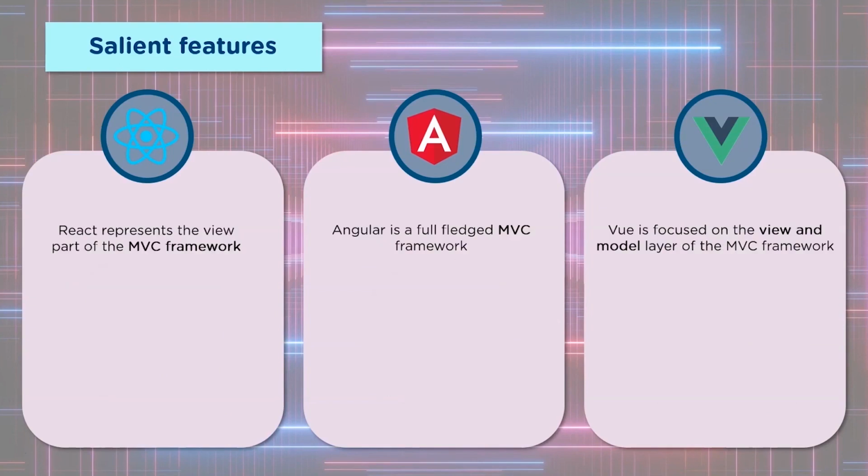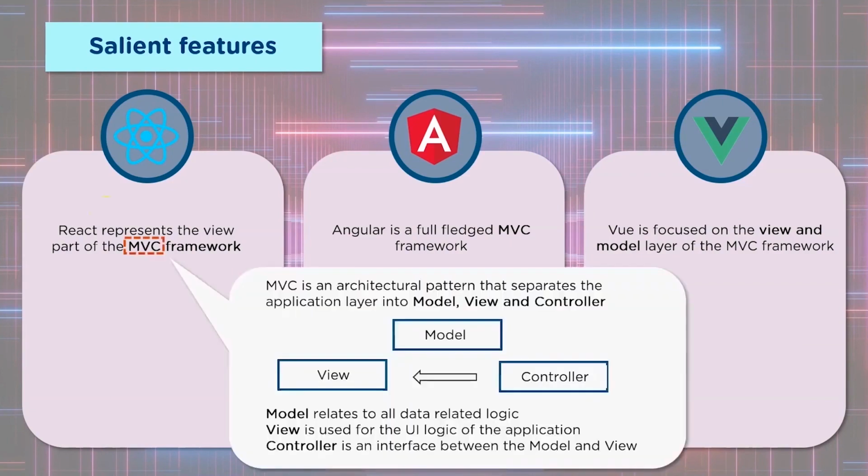Now React represents the View part of the MVC framework, and Angular is a full-fledged MVC framework in itself, and Vue on the other hand is focused on the View and the model layer of the MVC framework. Now what exactly is the MVC framework? MVC is an object-oriented design principle that mandates the separation of control, meaning one thing can only do one thing. So the model deals with the entity classes, the data and the business logic, while the view deals with the representation and the UI logic of the application, and the controller drives the functionality of the two. Any changes can be easily factored and isolated, and as a result, testing becomes a whole lot easier.